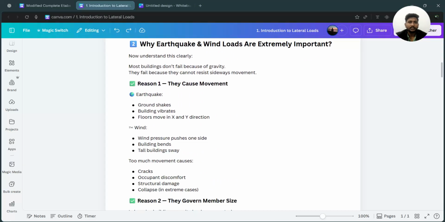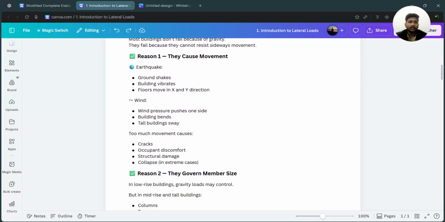So let's start with reason 1. They cause movement. We will see for the earthquake. Earthquake causes ground shaking, and then the building vibrates. When the earthquake happens, the ground shakes, the building vibrates, and the floors move in x and y direction. Means it will just move. Okay, then in wind, what does this cause?